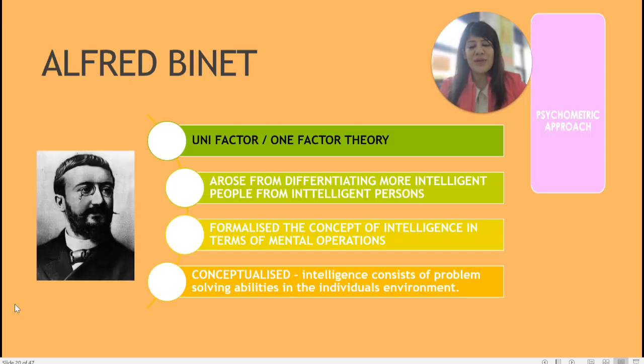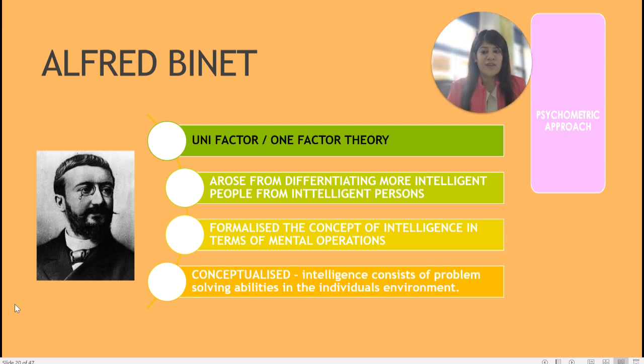Okay, so the very first psychometric theorist who came about to define intelligence was Alfred Binet. He was very inspired by individuals, and he observed more and more people, the ones who were more intelligent and those who were less intelligent. And while he observed these individuals, he noticed that there was one factor which was common amidst all the people who were said to be intelligent. What was that one factor?